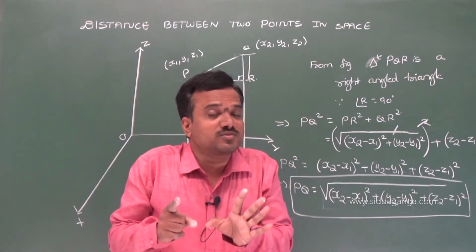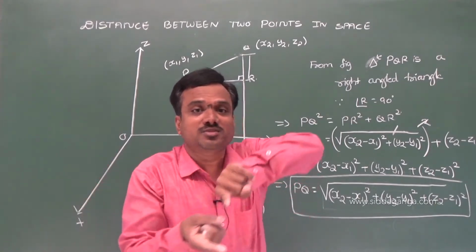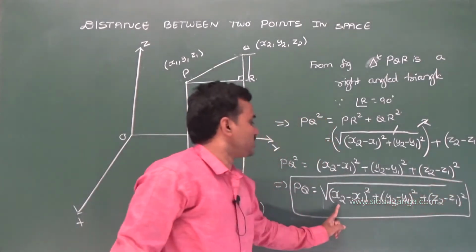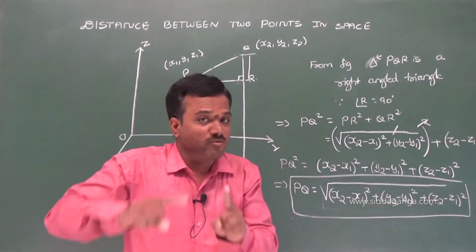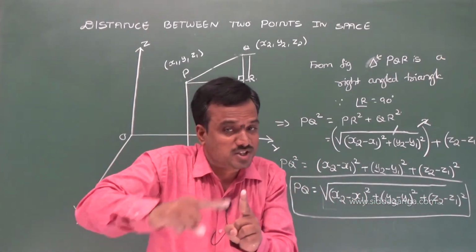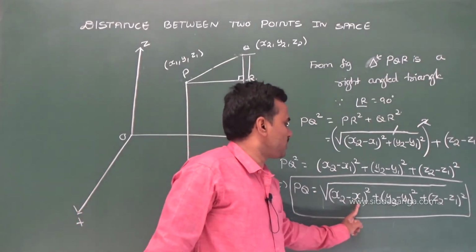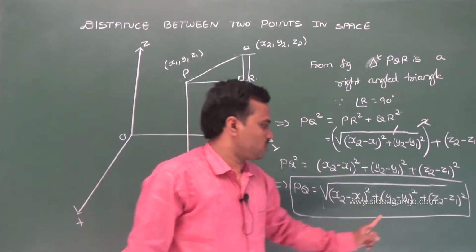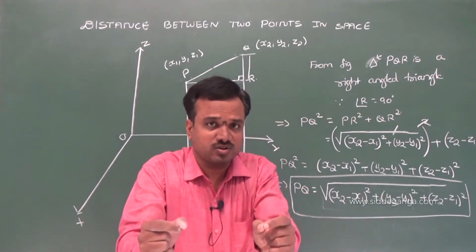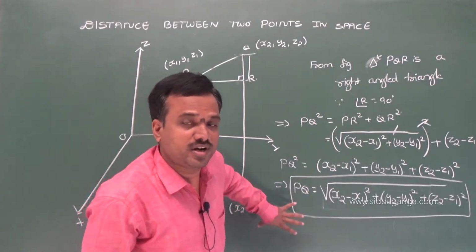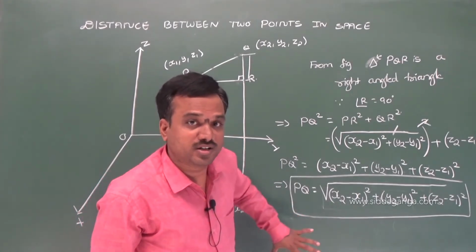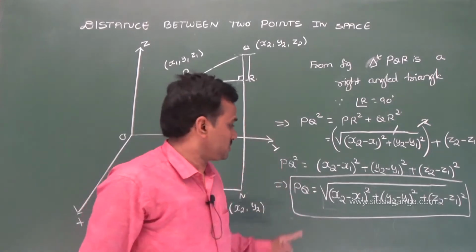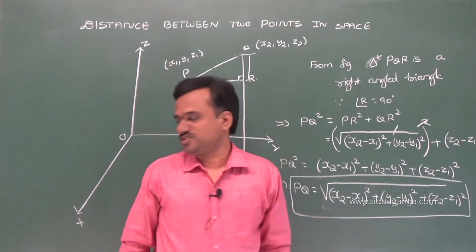So what is the difference between distance between 2 points in plane and distance between 2 points in space? Distance between 2 points in plane has only 2 axes, so we leave out the z term: x2 minus x1 whole square plus y2 minus y1 whole square. Whereas distance between 2 points in space means 3 axes: square root of x2 minus x1 whole square plus y2 minus y1 whole square plus z2 minus z1 whole square. This is a very, very important derivation for the annual examination. Understand? Okay. After knowing the formula, we solve some problems on distance between 2 points in space.